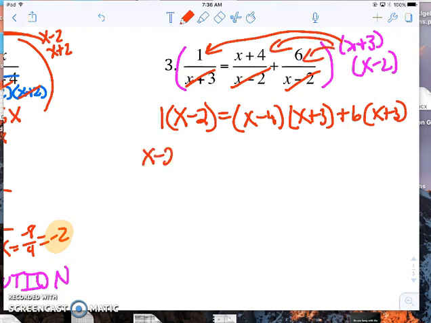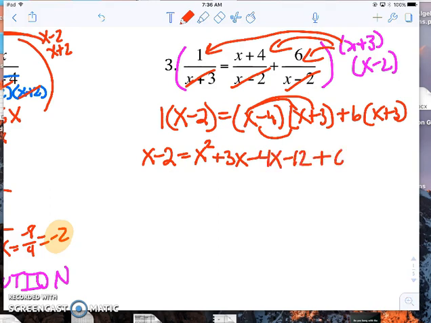So x minus 2 equals, distribute here, we'd have x squared plus 3x minus 4x minus 12 plus 6x plus 18. So we can combine some like terms here. X minus 2 equals x squared. Let's see, we got 3x, so that'd be negative 1 plus 5, so plus 5x.